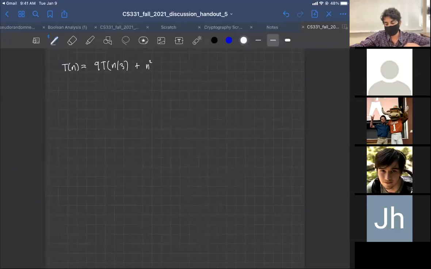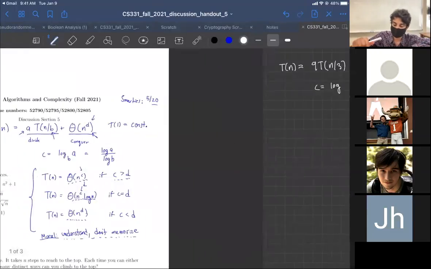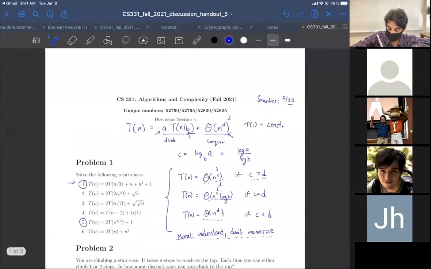Okay, so what does the master theorem say? C is equal to log base B of A. I got a question here: can you explain the second part of the master theorem, what happens if C equals D? Good question. We're going to answer that very shortly. Why do we need the log n? We're going to see that in this problem. We're going to solve this problem in two ways to illustrate why the master theorem is true. But does everyone understand intuitively why this is true and this is true?